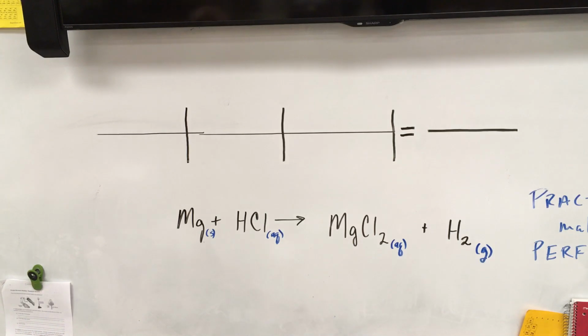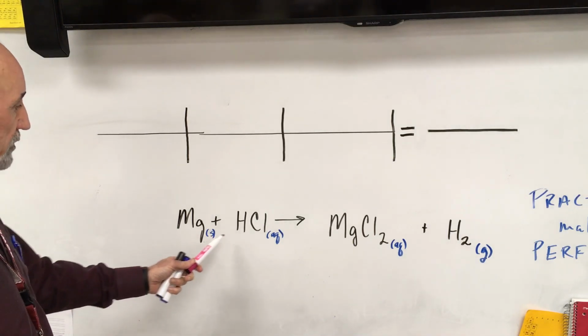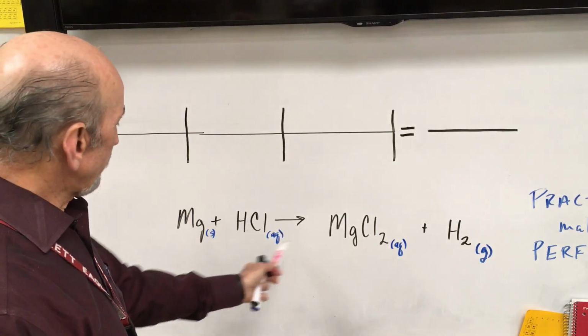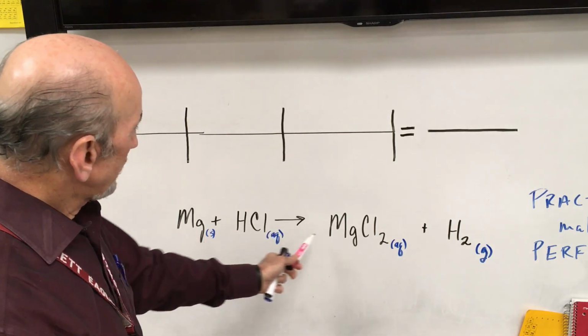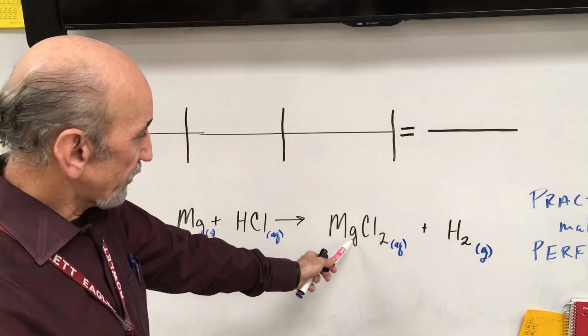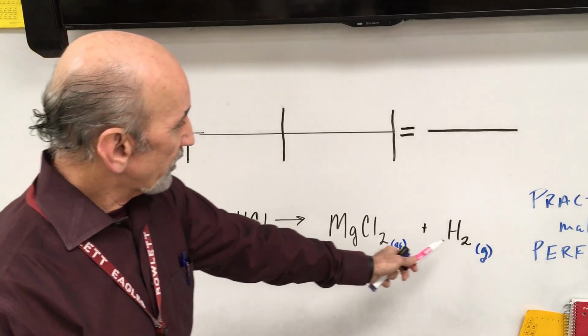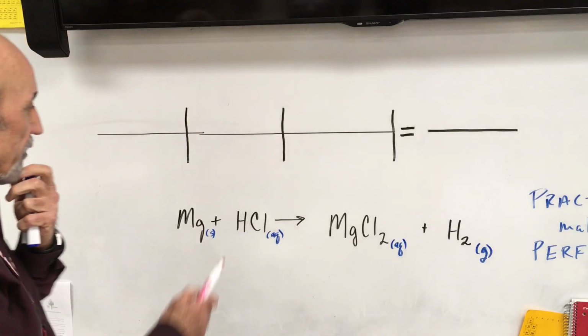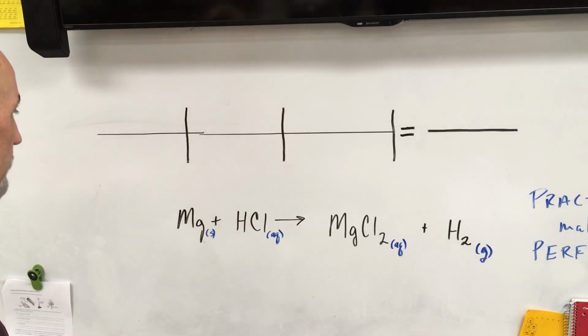Notice I put the symbols there. It's a solid piece of magnesium. Put that into hydrochloric acid. It dissolves, the magnesium does, and it becomes a salt dissolved in water, and then you get the hydrogen gas, just like we did with zinc in the lab, except this time it's magnesium.